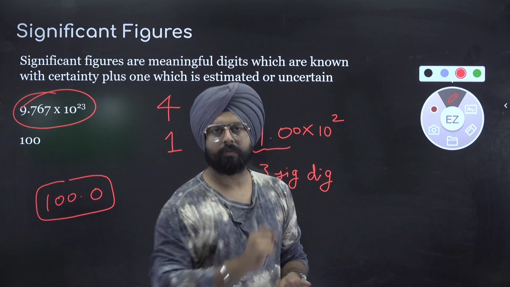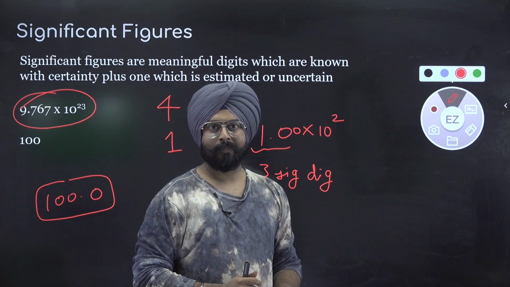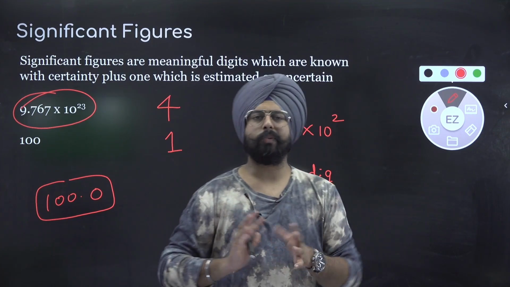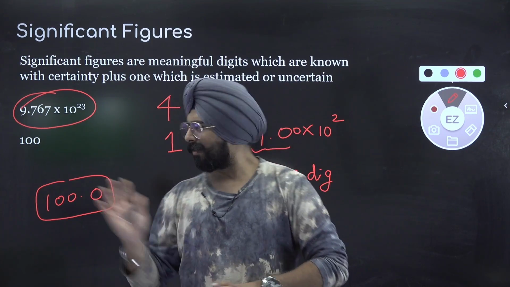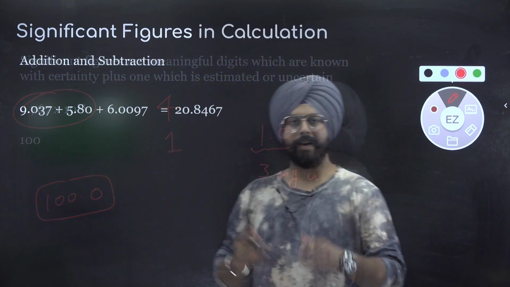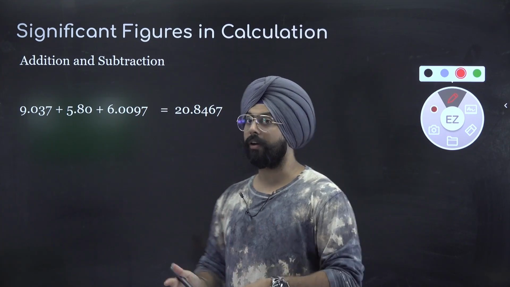Make sure you do them. Even the solved examples, you solve them again. Practice counting significant digits and you will get the hang of it. You will understand it. It's not very complicated once you understand the jazz behind it. Now, let's come to addition and subtraction and taking care of significant figures over here.